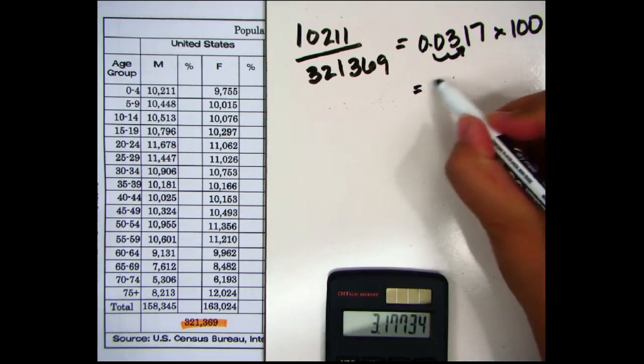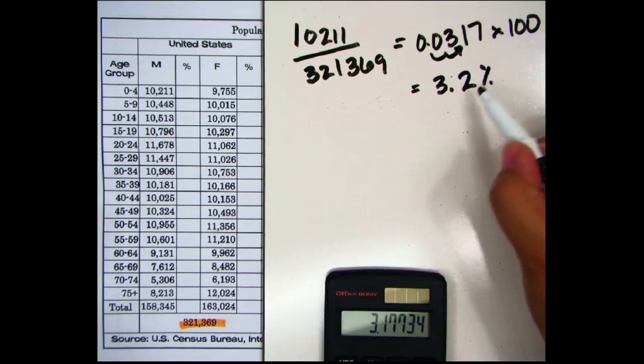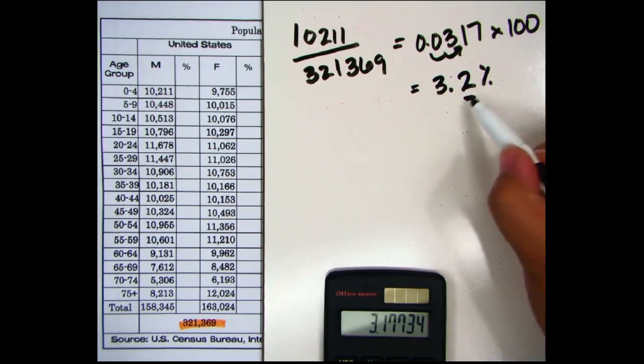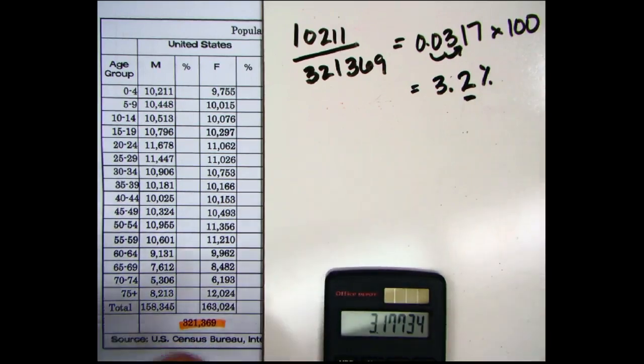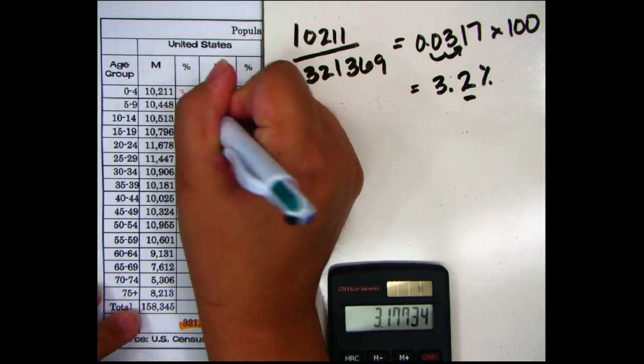And that's going to give me 3.2% because I want to round to the nearest tenth. So I don't want to go past more than 1 decimal. So there's my answer for the first one. And then I'm just going to write that over here, 3.2.